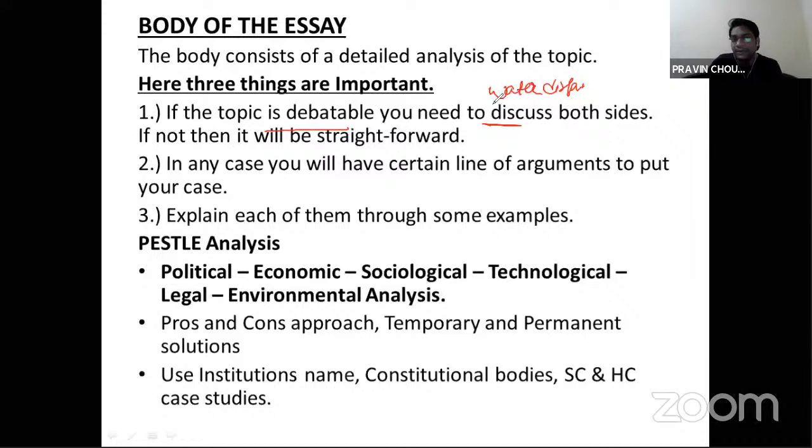So if it is debatable, there is a lack of state government approaches, there is a lack of coordination between two states, and between center and state, there is a lack of inter-state coordination. In that case, you have to write in a more balanced manner.